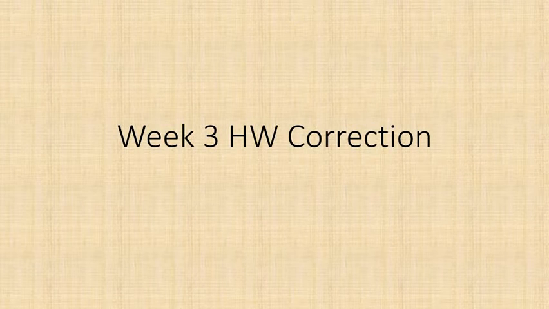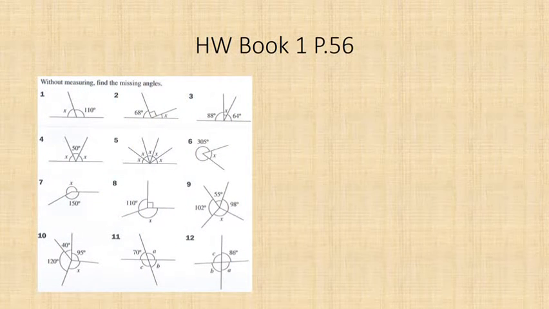Today we are just going to correct our week 3 homework that we had in week 3. So let's start. It's going to be book page 56 in homework book 1. Here are the questions. It says in the question, without measuring, find the missing angles. So it's very easy and very simple.